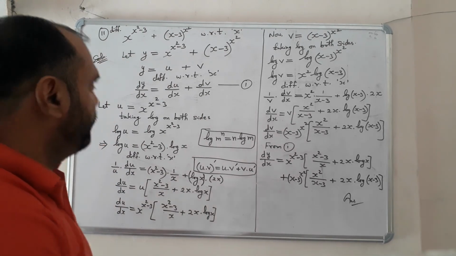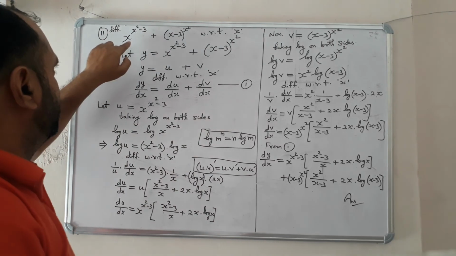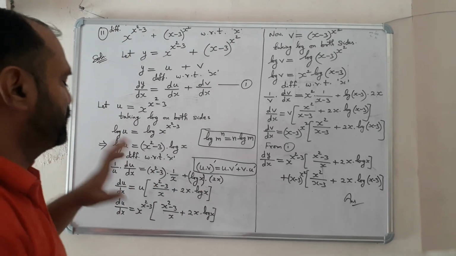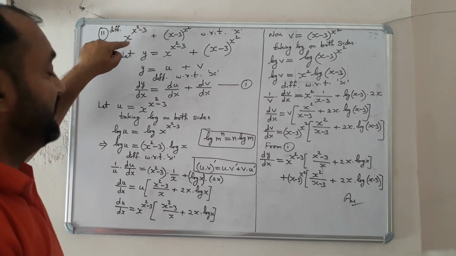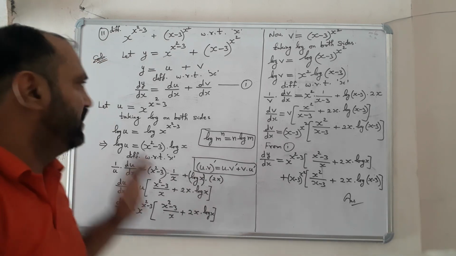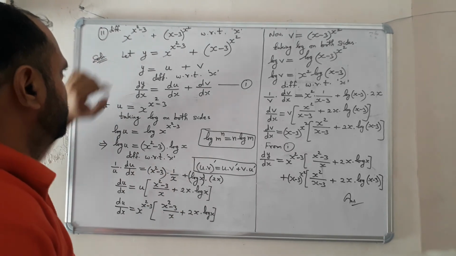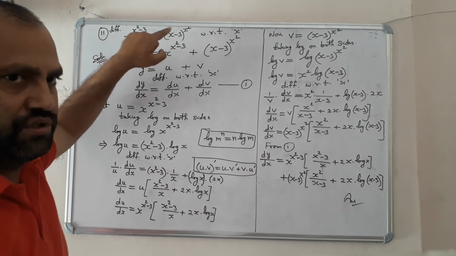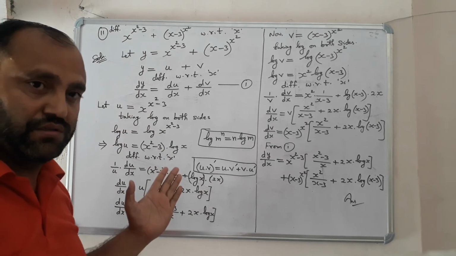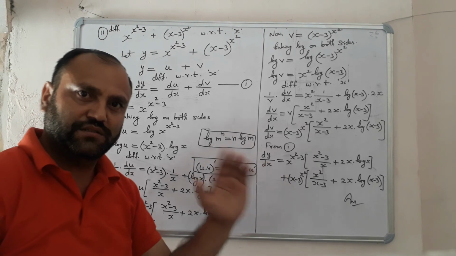So whenever there is any question of this type, in board exams it is very important. So whenever you have variable power variable, you can take log on both sides. So in this simple question we have done two types of similar questions. So this is the answer of this question. Thank you.